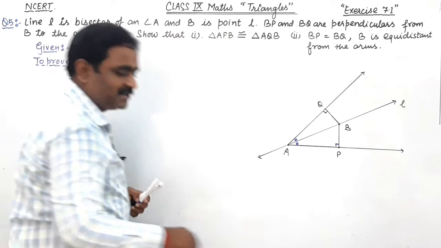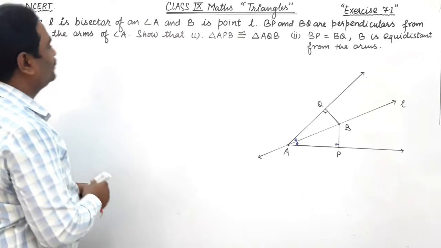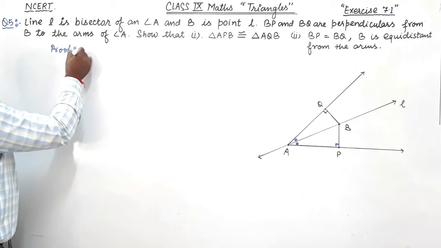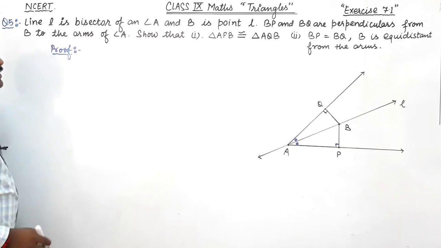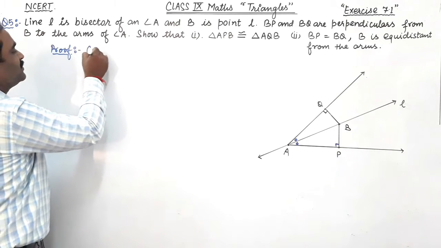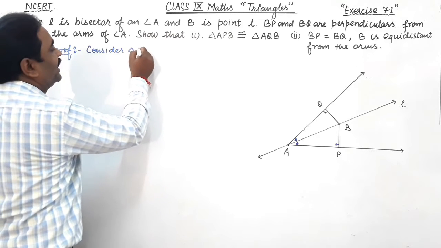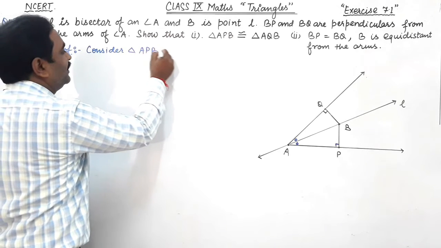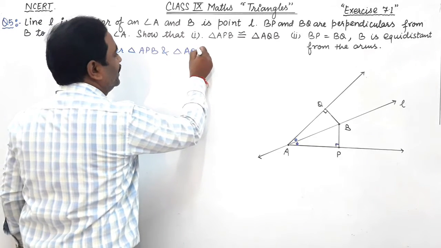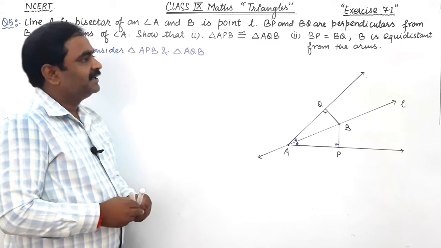Proof I am just going to explain to you. So friends, let us see the proof of these two questions. First of all, let us consider these two triangles. Okay? So consider triangle APB and triangle AQB. These two triangles we are going to compare.